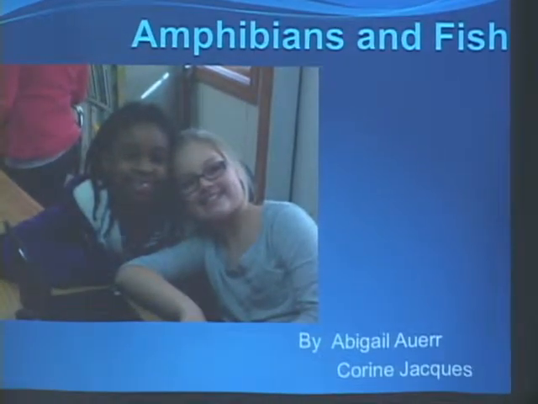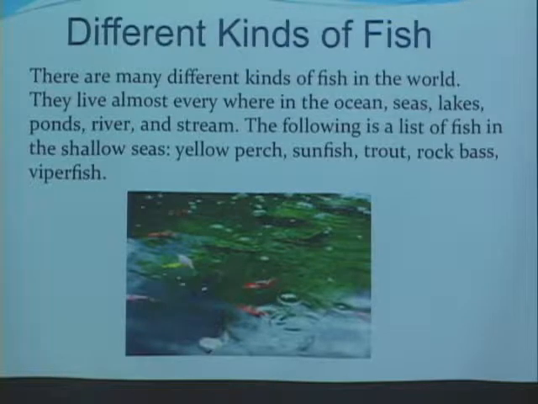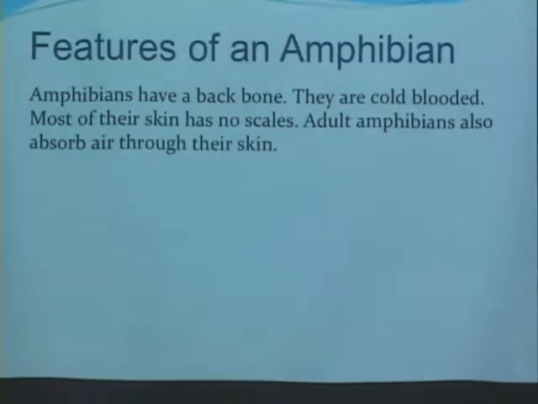Amphibians and fish. Sea, lakes, ponds, rivers, and streams. The following is a list of fish in the shallow seas: yellow perch, sunfish, trout, rock bass, and pipefish.